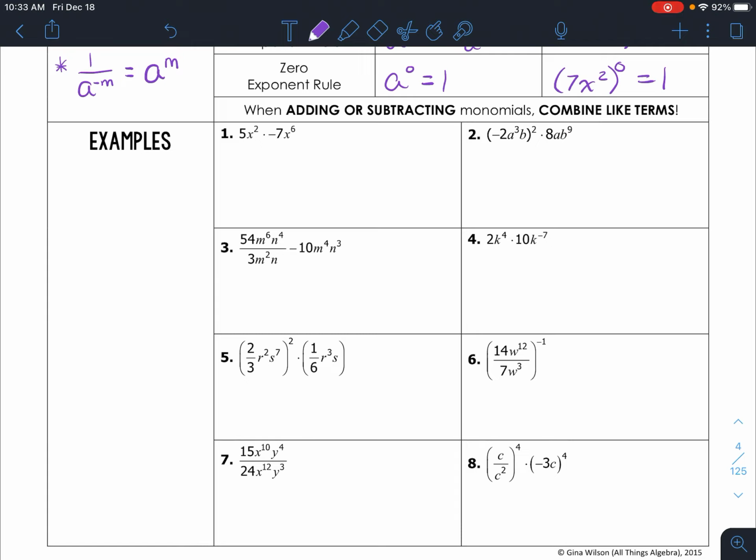So number 1 here, when you're adding or subtracting monomials, you combine like terms. So if you are adding and subtracting, look at the exponents and see which ones you can combine. Now if you're multiplying, if you have coefficients, for example, we have a 5 and a negative 7 here, and you're multiplying. So I'm going to multiply those. So 5 times negative 7 is negative 35. Now I have x squared times x to the 6th. If you remember your product rule, you will add those exponents. So it'll be x to the 2 plus 6. So you get negative 35 x to the 8th.